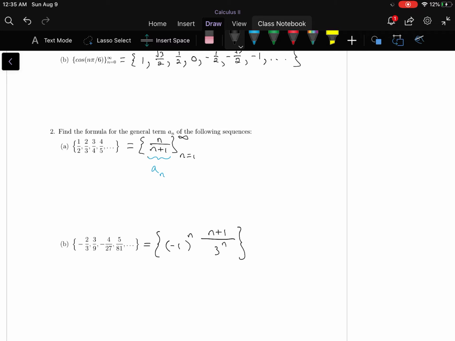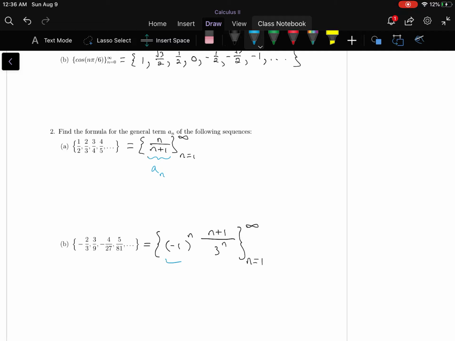So let's think this through to see if there's anything we need to adjust. I'm starting n at 1, going up to infinity. So when n is 1, negative 1 to the 1 is negative. Then 1 plus 1 on top is 2, and 3 to the 1 is 3. So that works for the first term. When n is 2, negative 1 squared is positive, and we've got 3 over 3 squared, or 3/9. When n is 3, we have negative 1 cubed, which is negative, and then we've got 4 over 3 cubed, which is 27, so 4 over 27, and this setup looks like it is going to work.